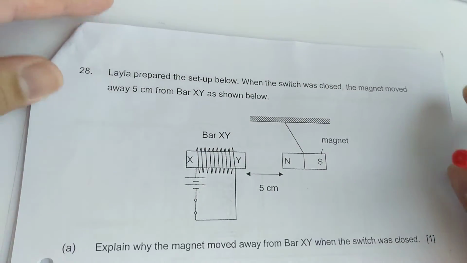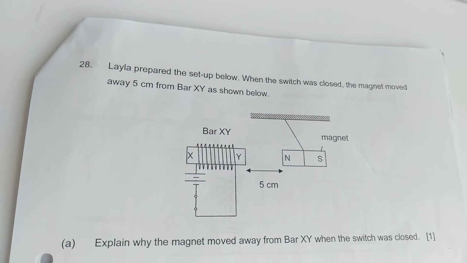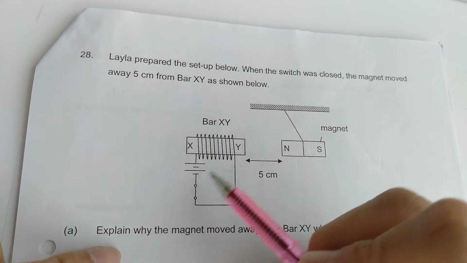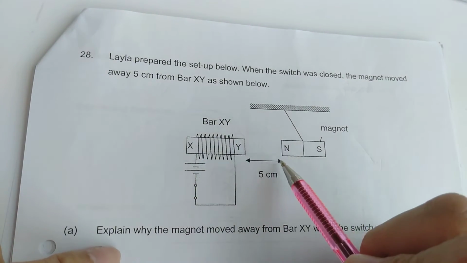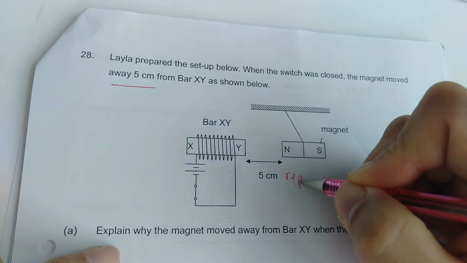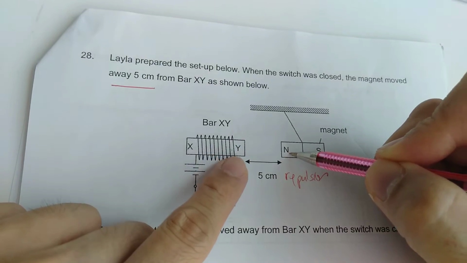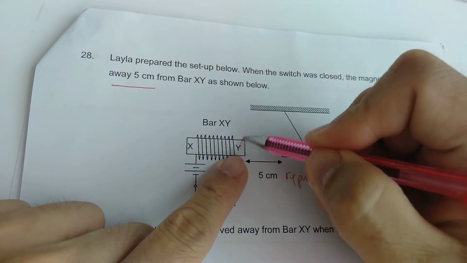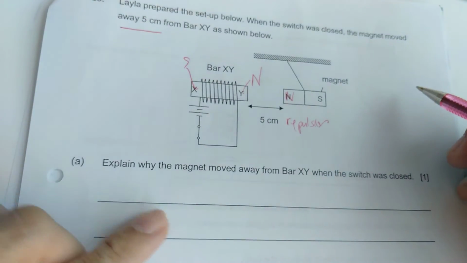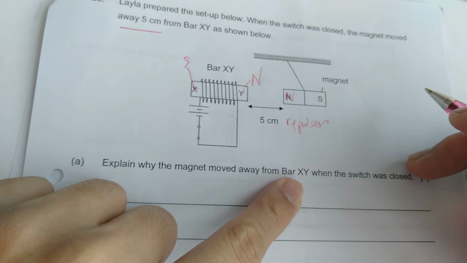Right, Layla prepared the setup below. When the switch was closed, the magnet moved away 5 cm from the bar. It's an electromagnet. When you close the switch, it becomes a magnet, and then you notice it moved away. Moving away means there is a repulsion. Repulsion means these two must be like poles. If this is north, this part must also be north and this should be south. So explain why the magnet moved away from bar XY.